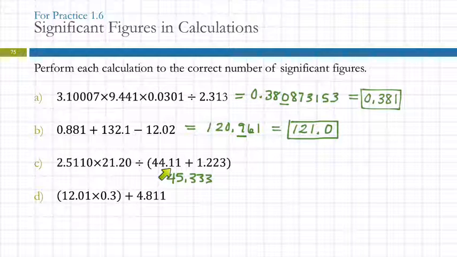So adding, we're looking at decimal places. The first number has 2 decimal places. The second number has 3 decimal places. So this should be rounded to 2 decimal places. That would be that one right there. I'm going to leave the other 3 there. I'm not going to round it off.